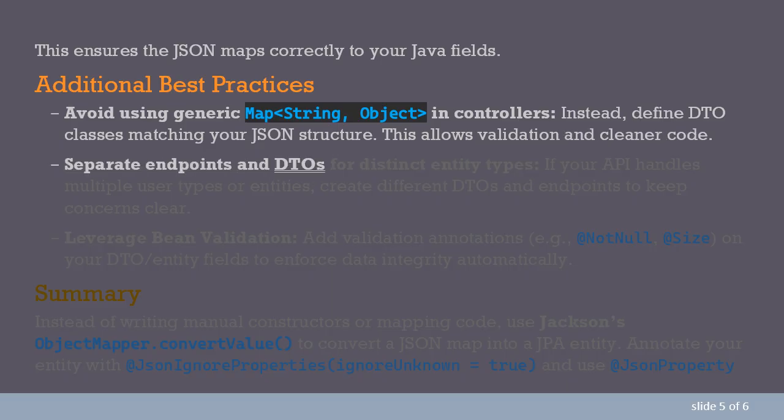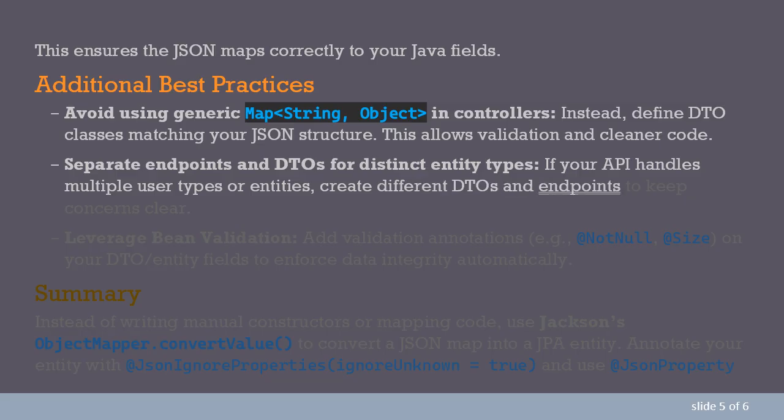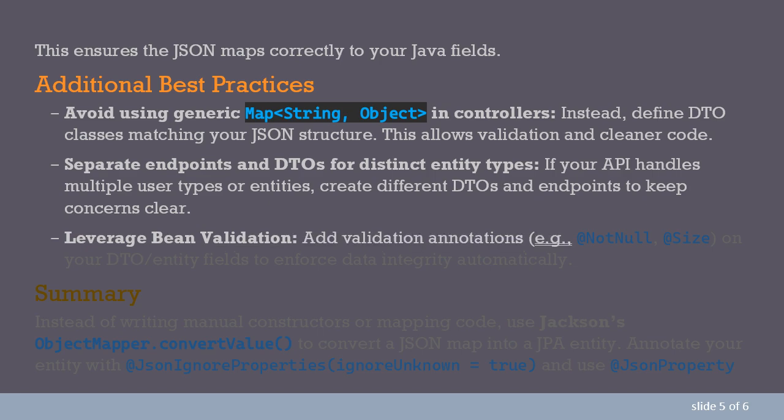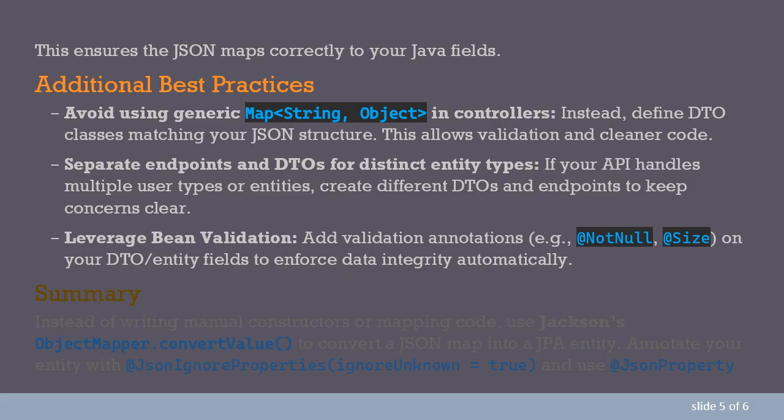Separate endpoints and DTOs for distinct entity types. If your API handles multiple user types or entities, create different DTOs and endpoints to keep concerns clear. Leverage bean validation. Add validation annotations, for example @NotNull, @Size, on your DTO/entity fields to enforce data integrity automatically.